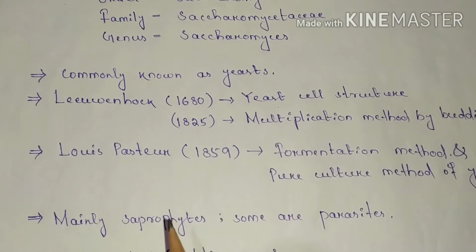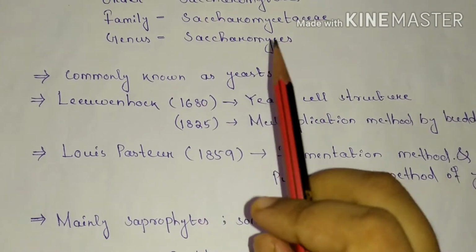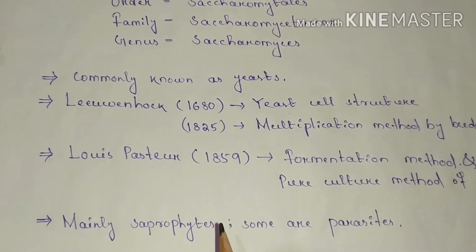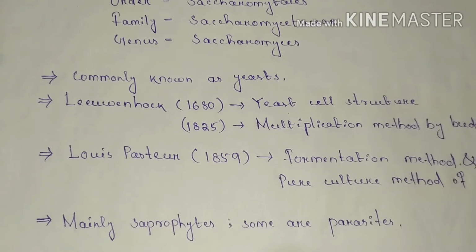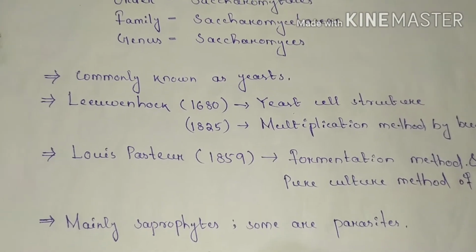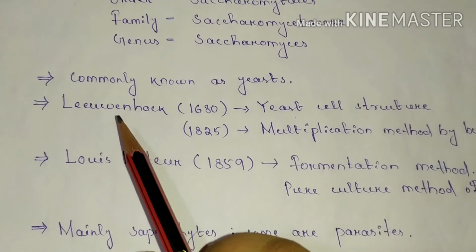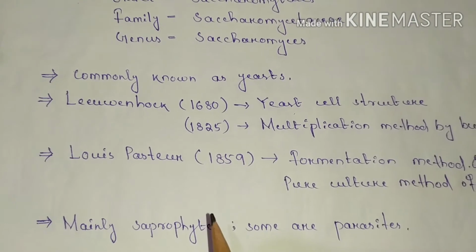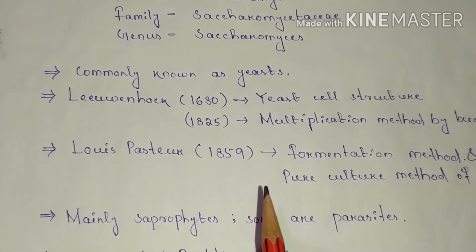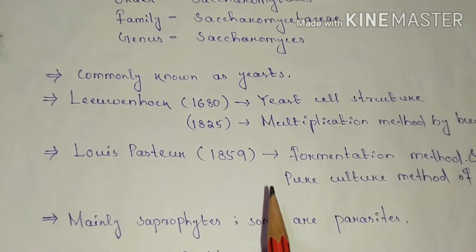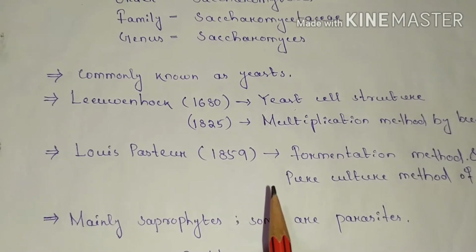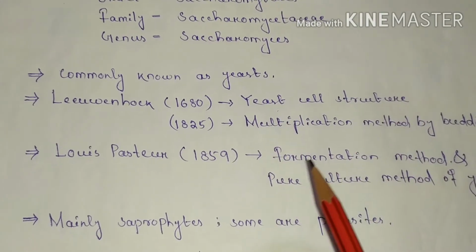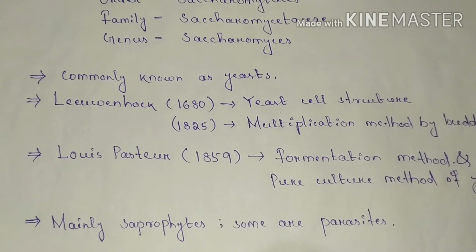The members of this genus are commonly known as yeasts, which are considered the oldest cultivated plants due to their role in the preparation of alcohols. Now, yeasts are of great economic importance. Then, Leeuwenhoek in 1680 first described the yeast cell, and in 1825 their multiplication by budding in beer and wine was seen. So, Leeuwenhoek described the yeast cell structure and their method of multiplication.